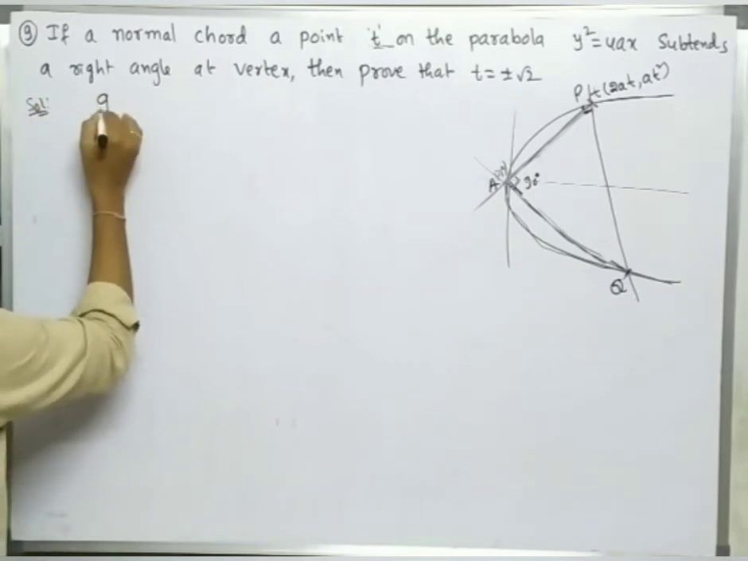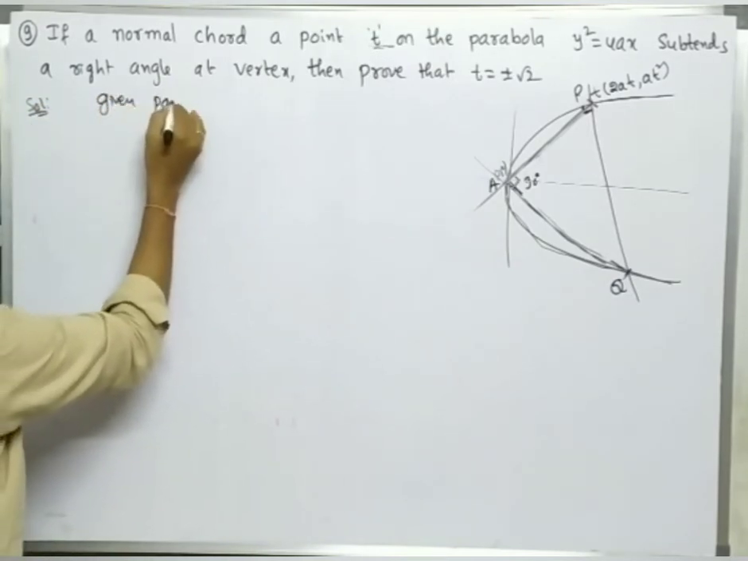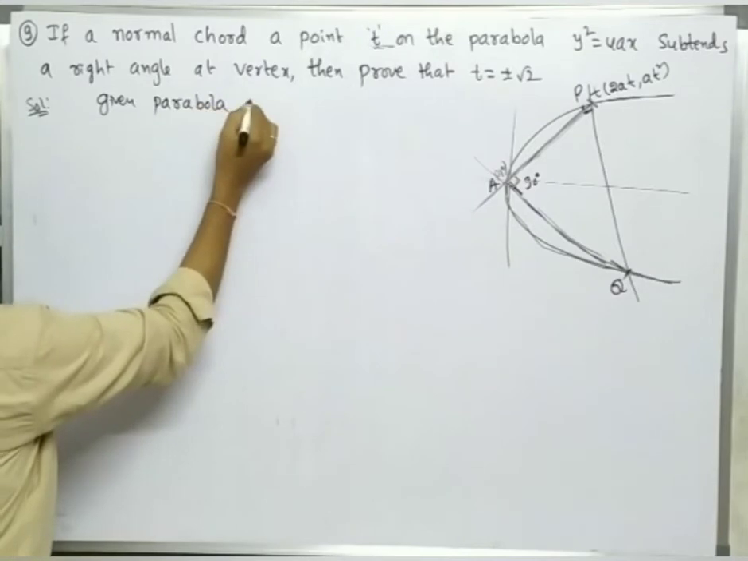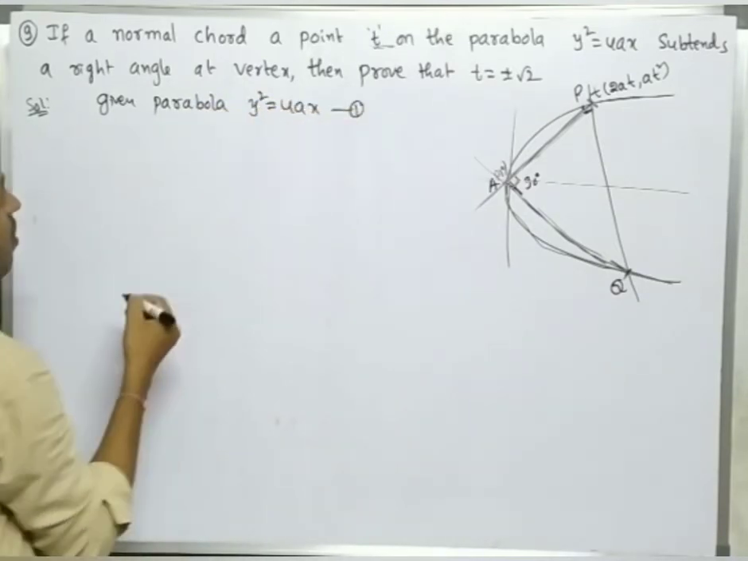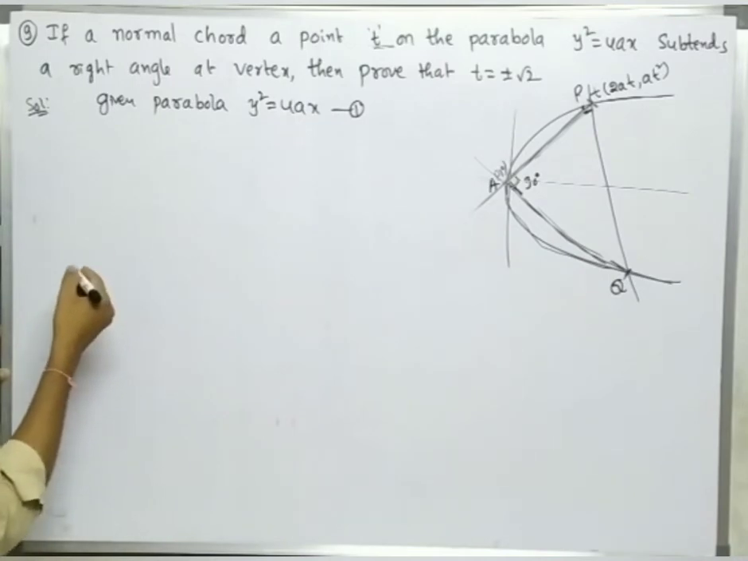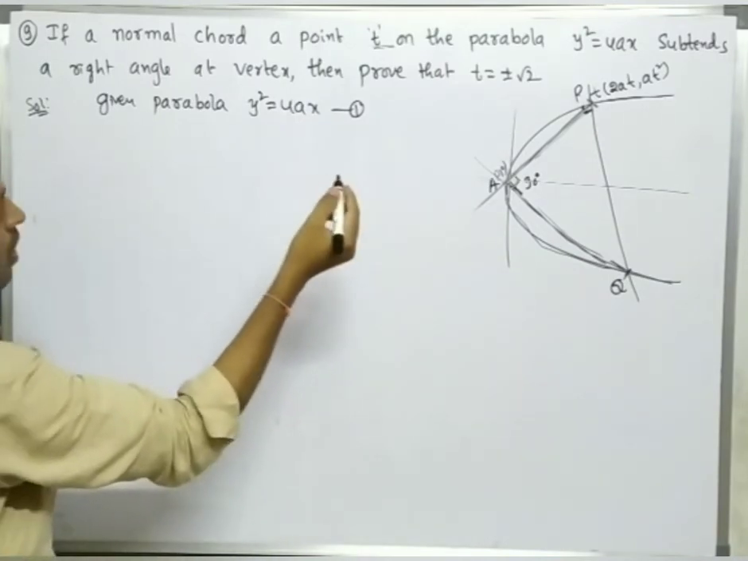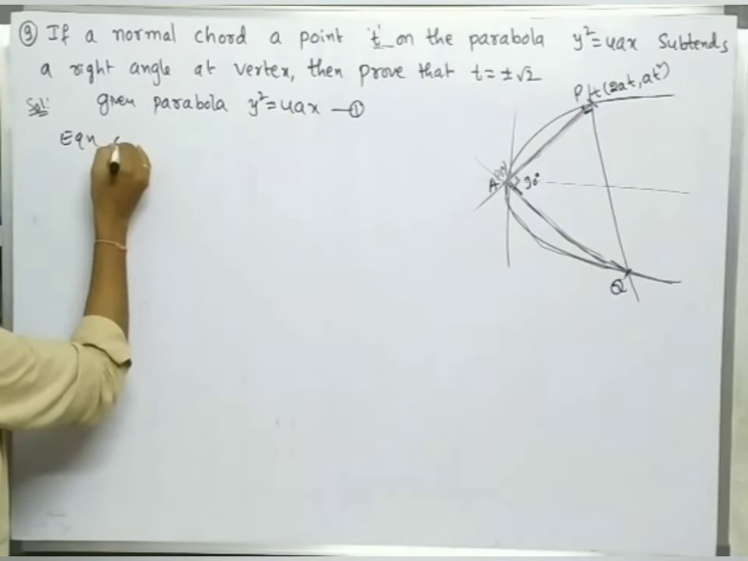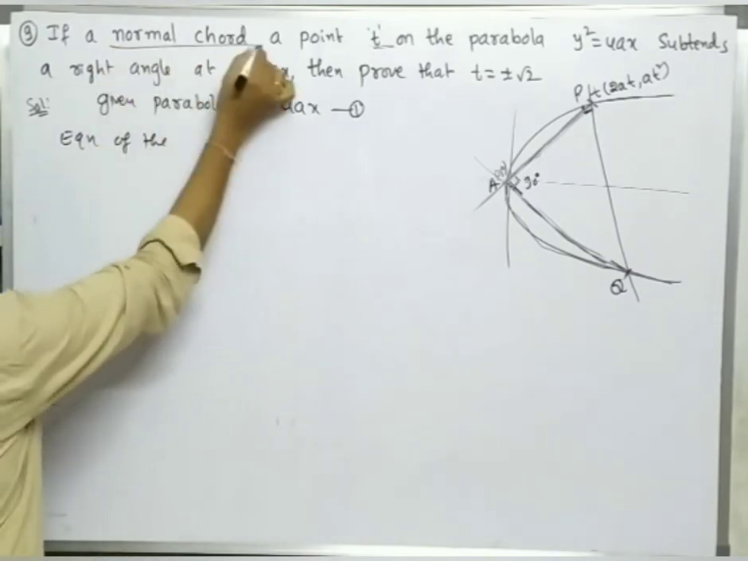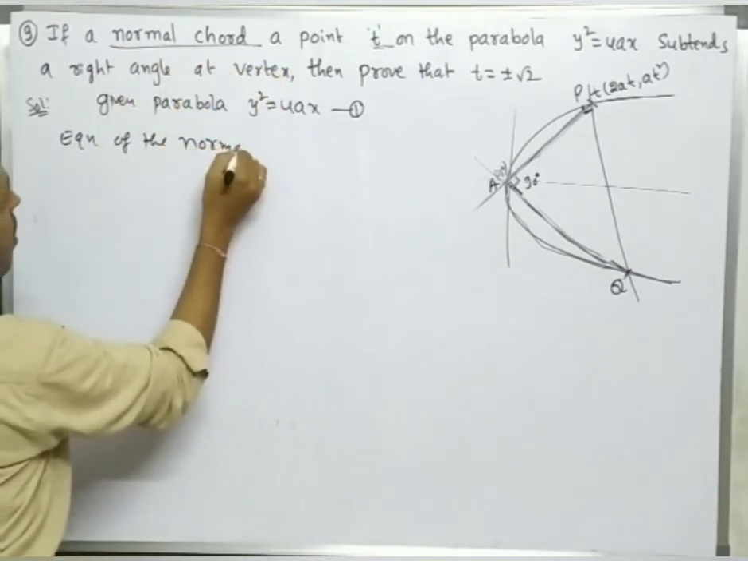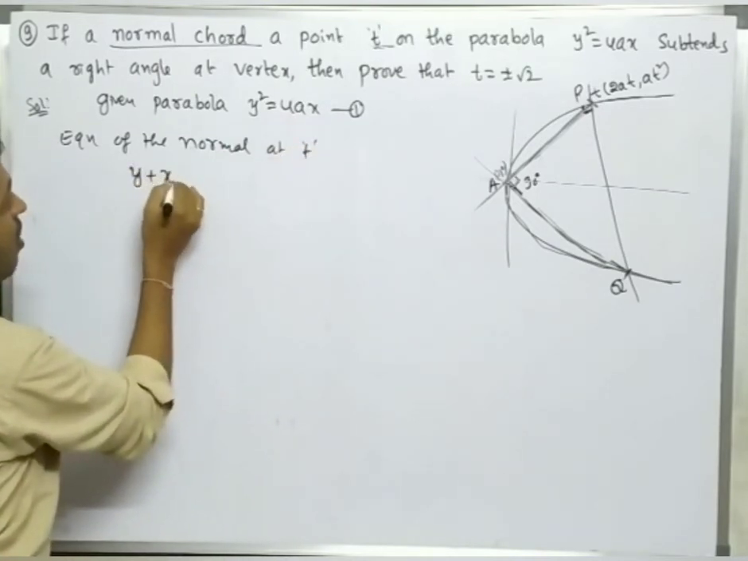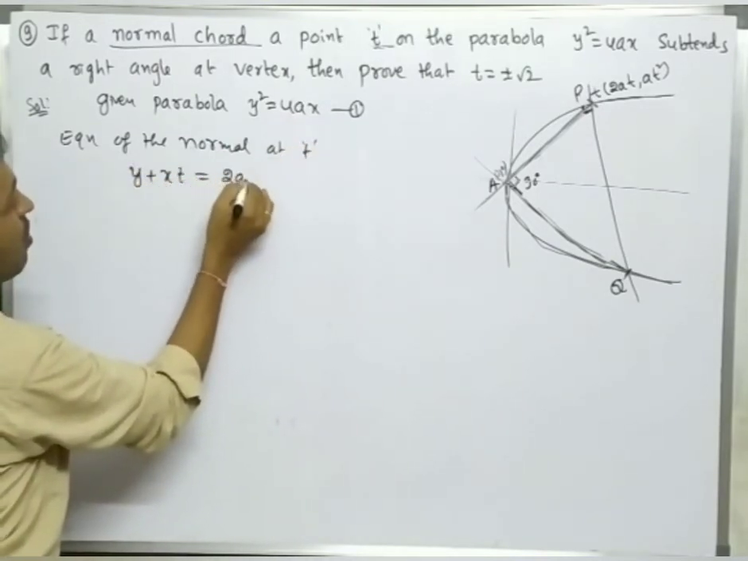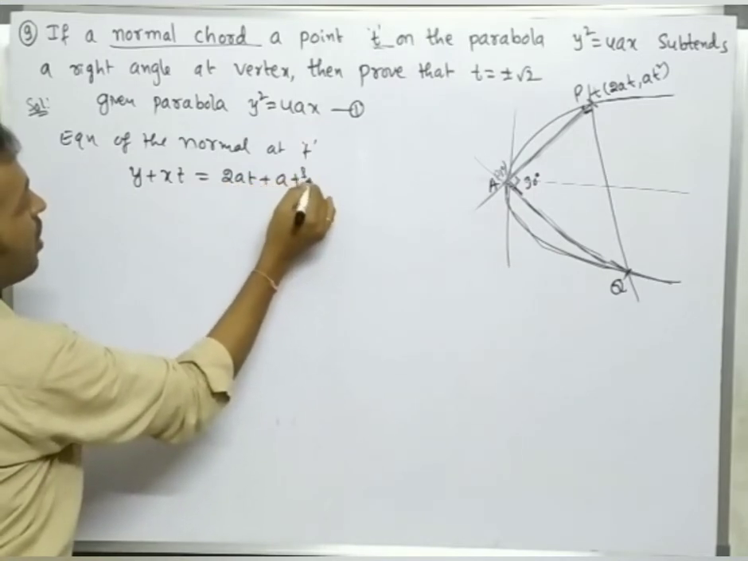What is given? The given parabola is y square is equal to 4ax, that is equation number 1. Okay, next, the equation of the normal at t. What is the equation of the normal? y plus xt is equal to 2at plus at cube.